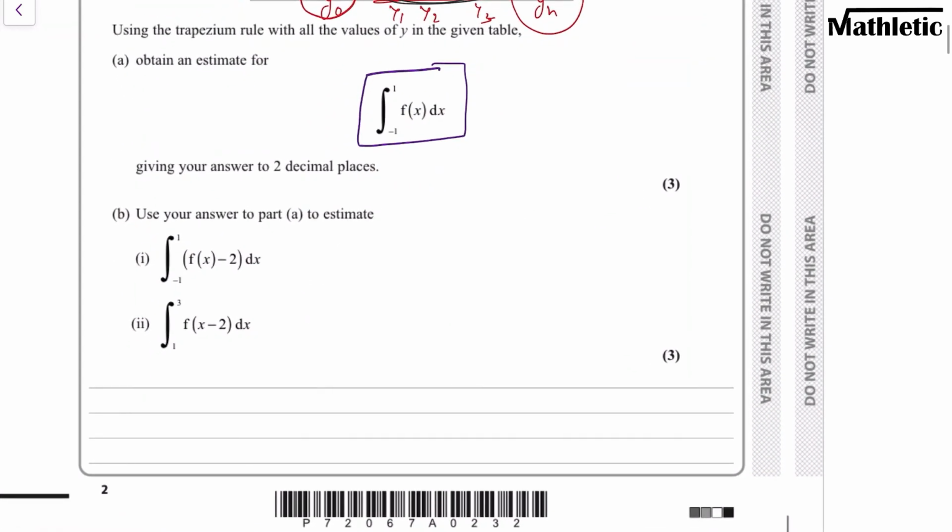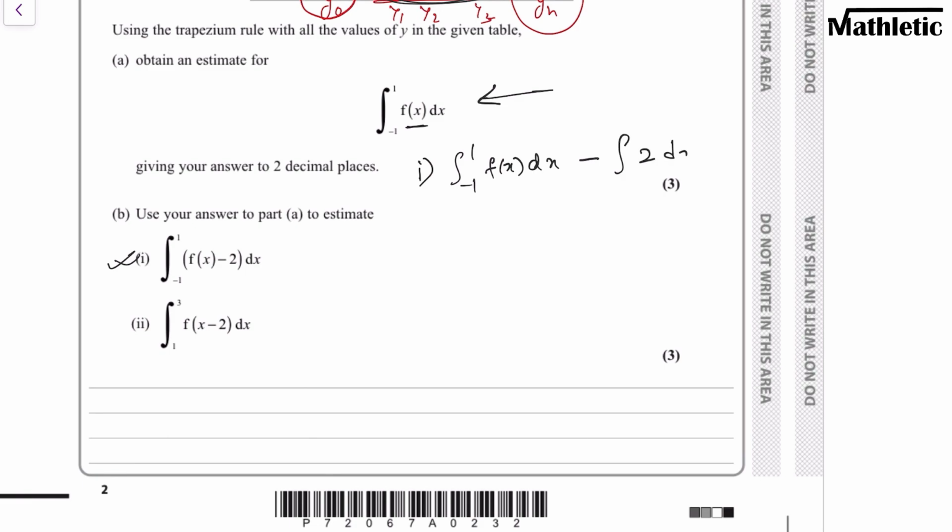For part B, you need to take help from part A. F of x minus 2. So f of x from a limit of -1 to +1 is what we just calculated in part A, right? So it's the same thing, but with f of x you have a -2, as in f of x is the y and then -2. Integral of f of x dx minus integral of 2 dx. F of x minus 2, you just separate them because y minus 2, so these two are individual terms, so I have just separated them.